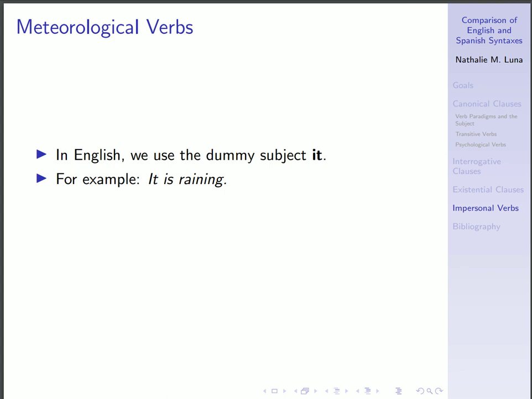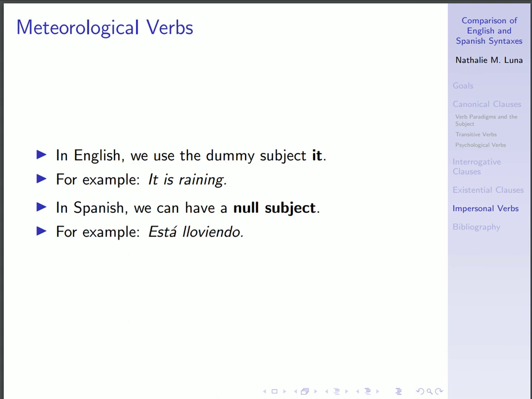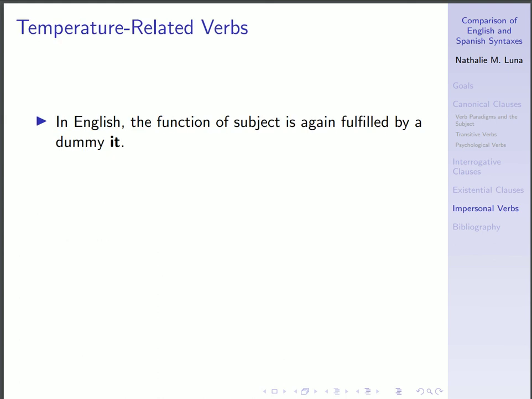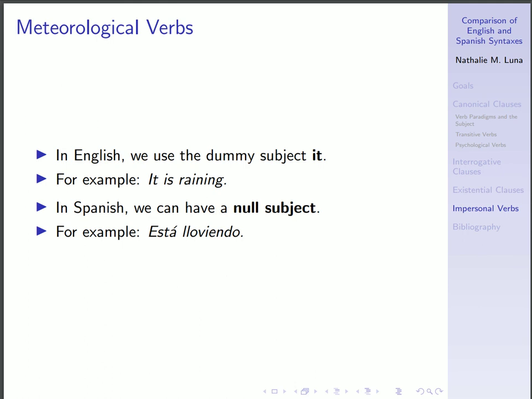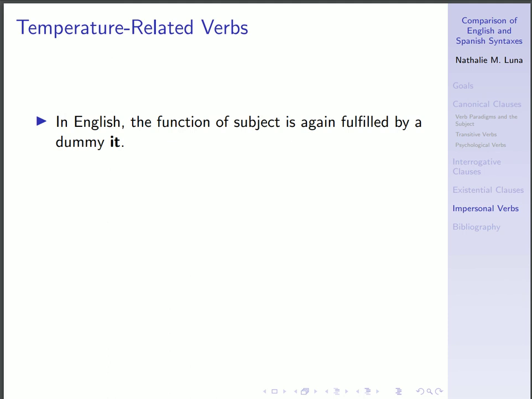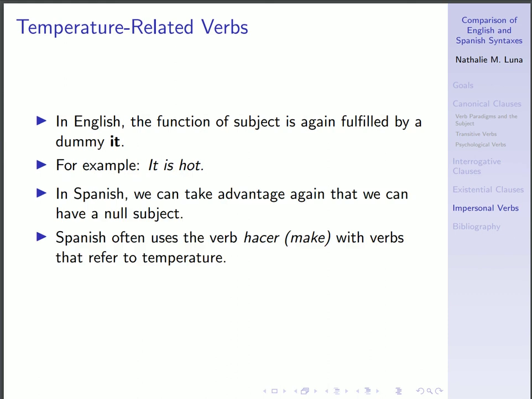So we have, for example, it is raining. In Spanish, again, we take advantage that it's a null subject language, so we can just say está lloviendo. No need to add an unnecessary subject. And so that's for meteorological verbs, which is one type of impersonal verbs. Temperature-related verbs, in English, it's the same thing. The subject is the dummy it, so we can say it is hot to express temperature.